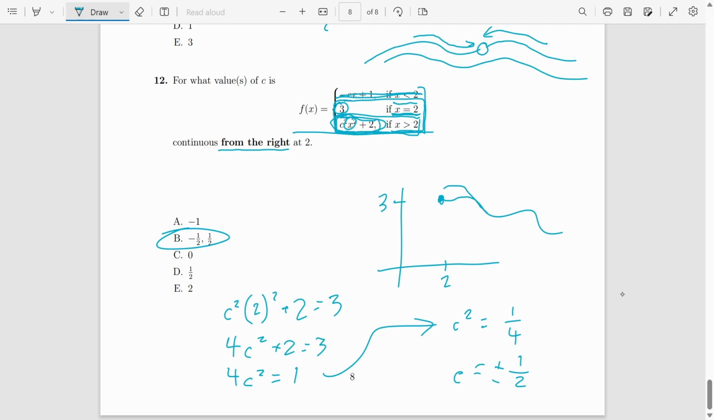We didn't even need to mess with the original x is less than 2 stuff since we were just asked from the right. So that's pretty nice to have as a last problem on this exam.